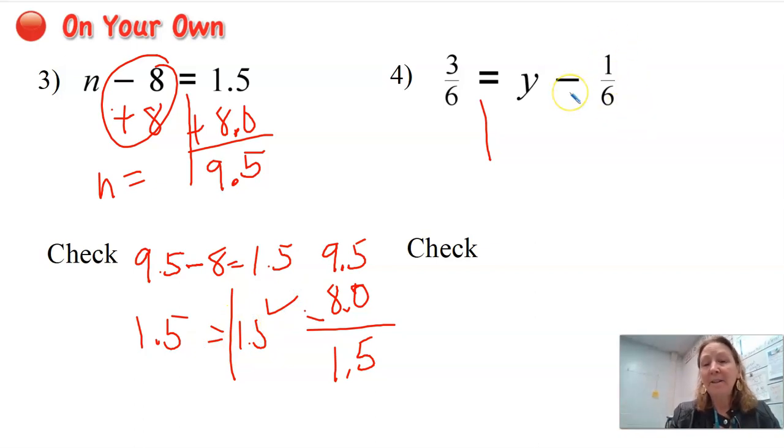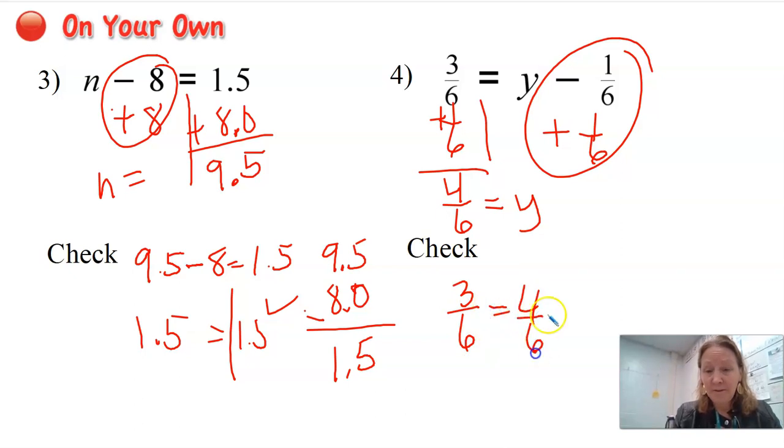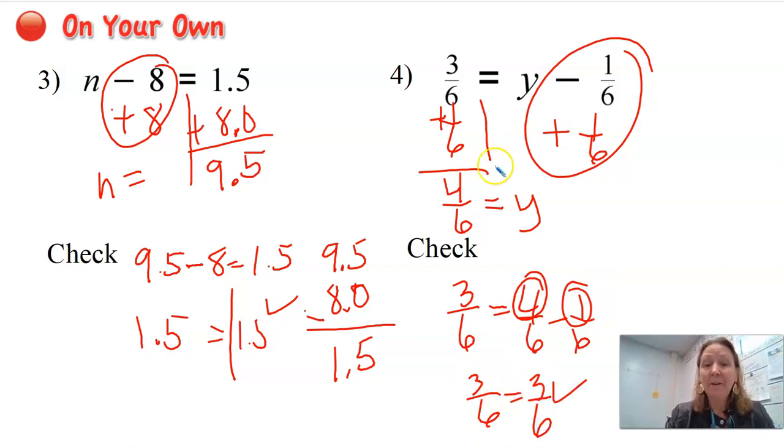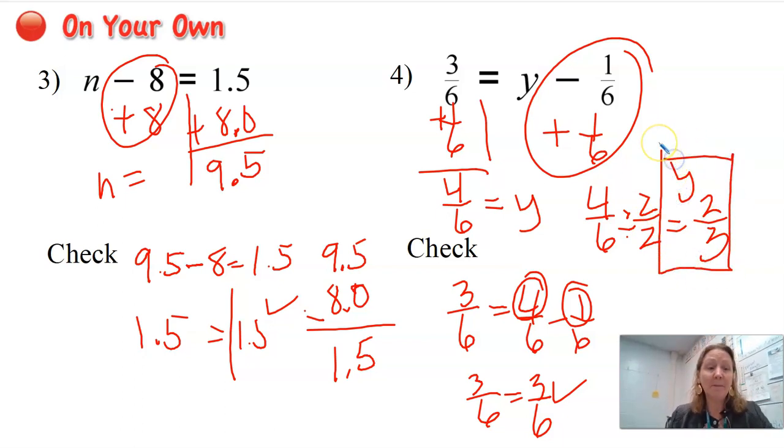Okay, the opposite of subtracting 1/6 is adding 1/6. I add 1/6 to both sides. I get 4/6 equals y, with a 0 pair. When I check it, I'm going to leave the answer as 4/6 minus 1/6. And now to show my work, I'm just going to circle the 4 minus 1. I know it's 3. I get 3/6 equals 3/6. Check. Now, here's what I want to do. I still want to take my answer of 4/6 and simplify it. And I get 2/3. So y equals 2/3 is my simplified answer.